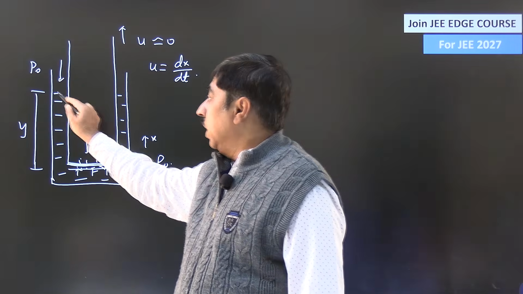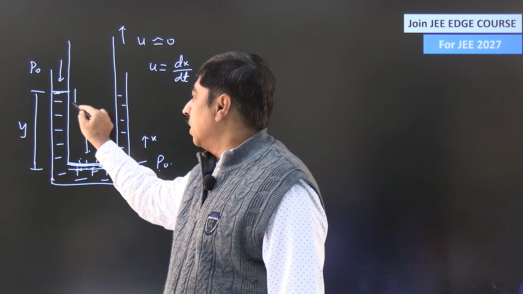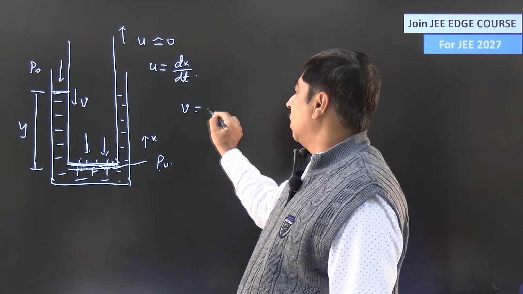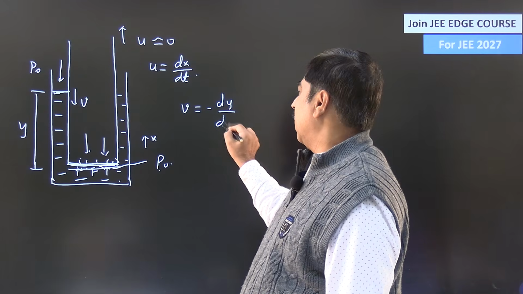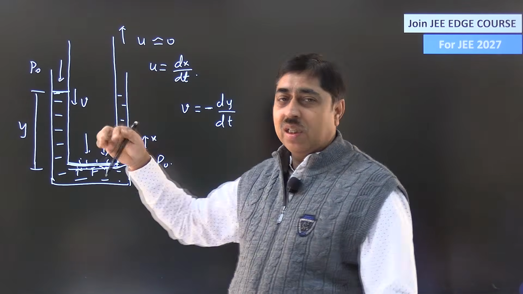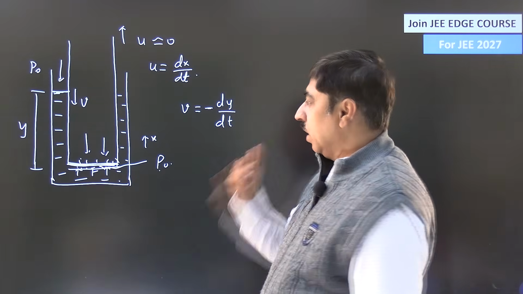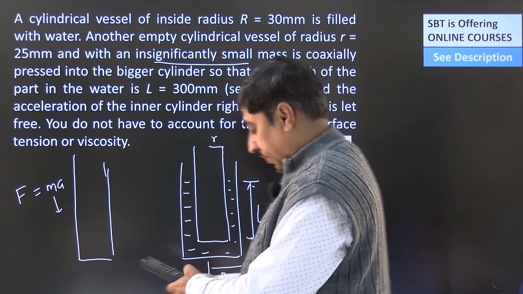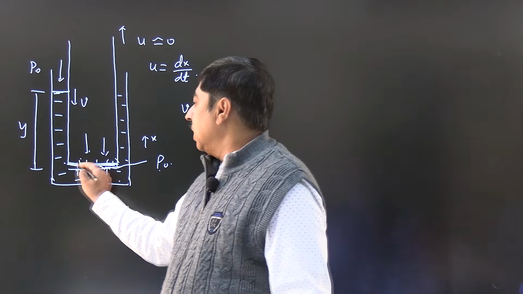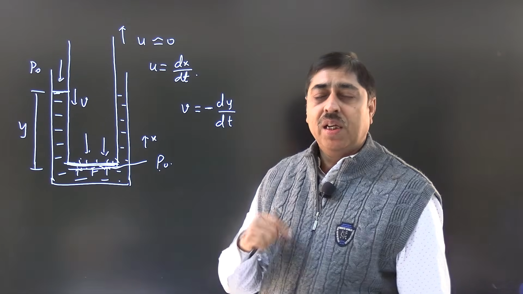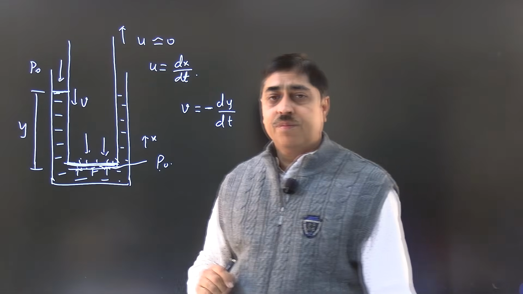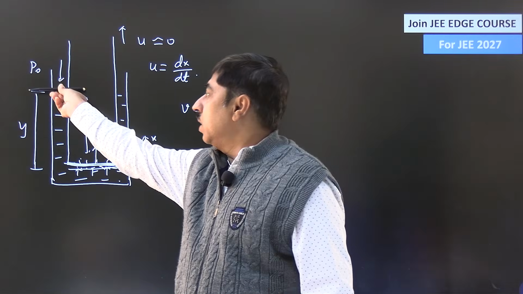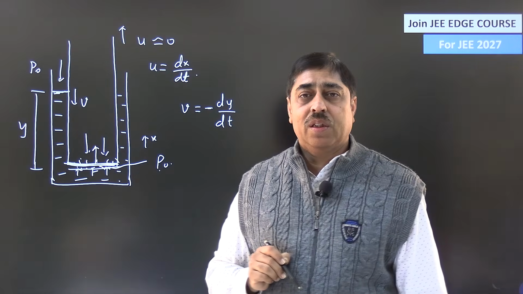And this water surface is falling down at a speed v, which is minus dy by dt. Why have I written minus? Because y is decreasing. So minus dy by dt. Actually, just a minute, if y is this height, then minus dy by dt is v plus u. u is the speed of the floor of the cylinder and v is the speed of the water surface here.